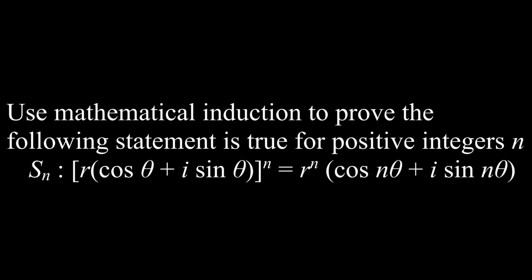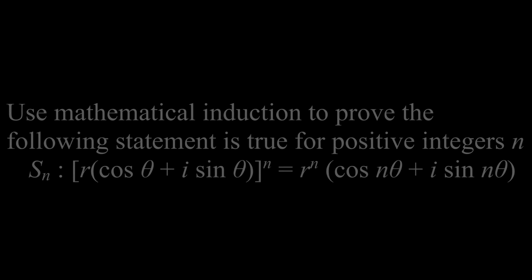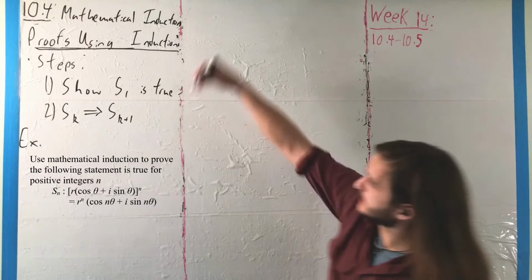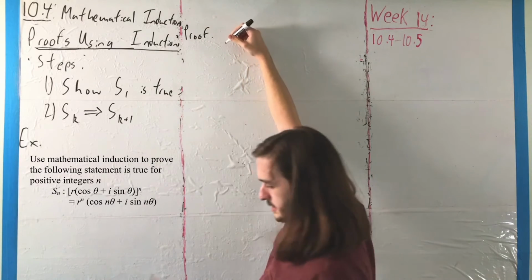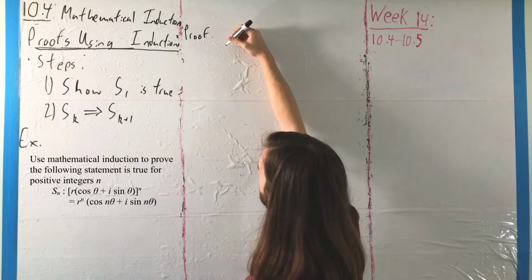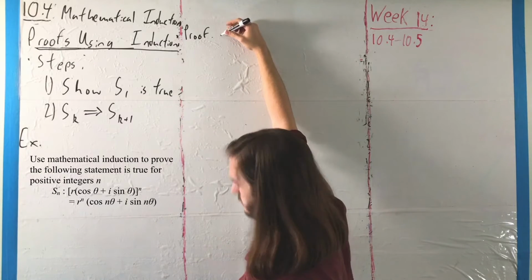So for our second example, we want to use mathematical induction to prove that the statement Sn, r times (cosine theta plus i sine theta) raised to the power n, is equal to r raised to the power n times (cosine n theta plus i sine n theta), is true for positive integers n. To do this, we're going to follow the same kind of process as before. We're calling into mind that we are going to perform some kind of proof here, and we're going to start with our base case.